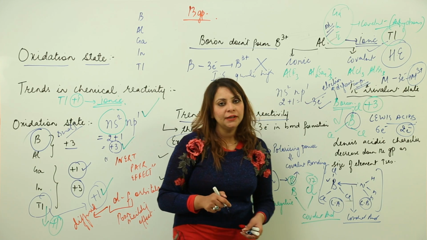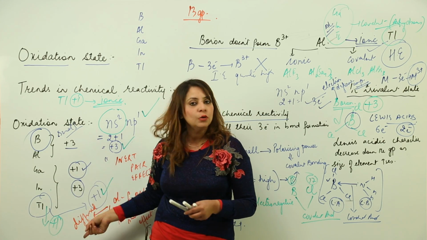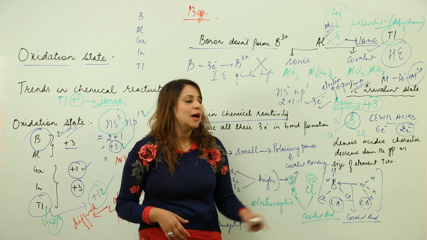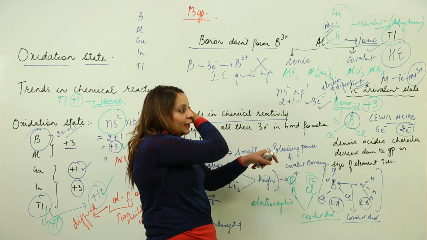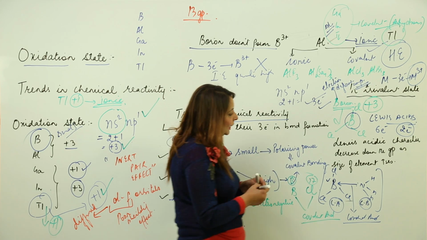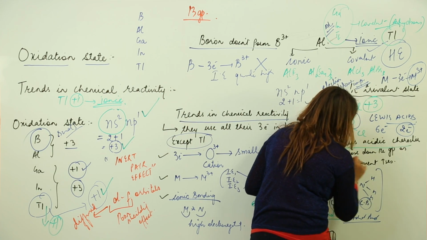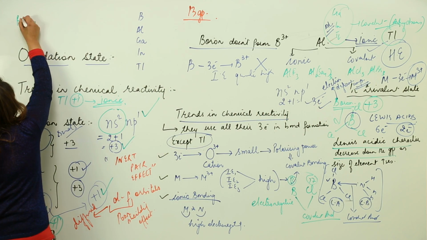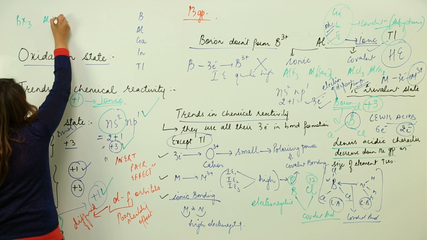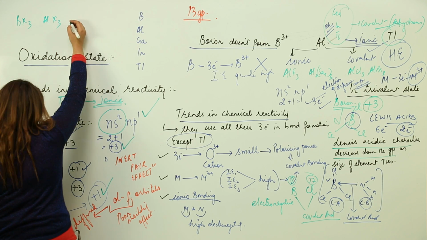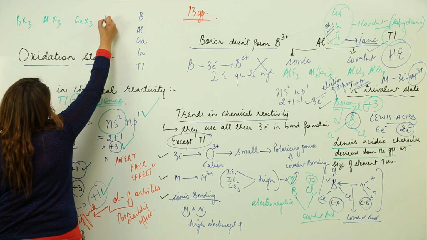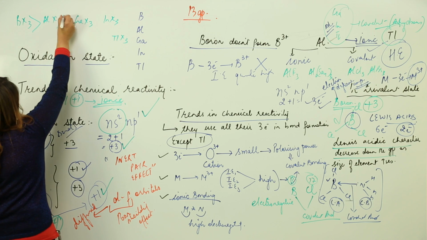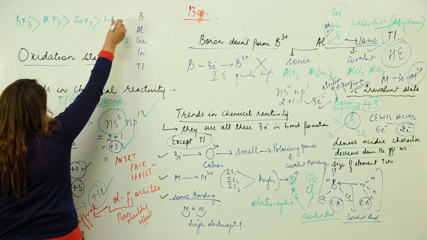We don't need to focus on this. You just need to be familiar that all the boron compounds in the trivalent state act as Lewis acids, that means they need electrons, so they are electron deficient compounds. And if we look at the Lewis acidic character, we'll see that it decreases down the group. If we have BX3, AlX3, I'm making halides of all of them, then gallium halide, indium halide, thallium halide, the acidic character goes on decreasing.